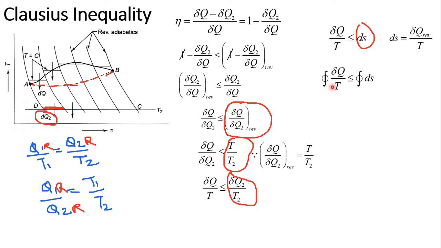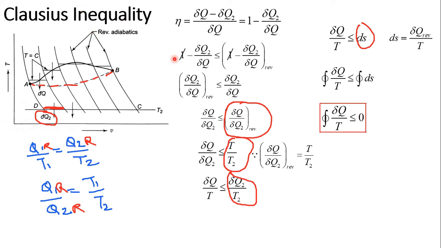Cyclic integral of delta Q by T is less than or equal to cyclic integral of ds. Now what is cyclic integral of ds? Entropy is a property. And cyclic integral of differential of a property is 0. So what you can write? Cyclic integral of delta Q by T is less than or equal to 0. Very, very important equation: Clausius inequality. Now, what is the significance of this less than or equal to 0?